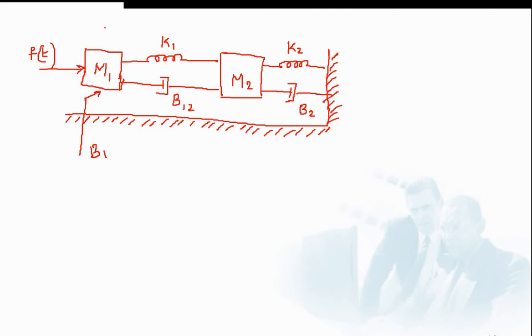Now a force F of t is applied to mass M1, and with respect to this force F of t, there is a displacement x1 and a velocity v1 with respect to mass M1, and displacement x2 and velocity v2 with respect to mass M2.